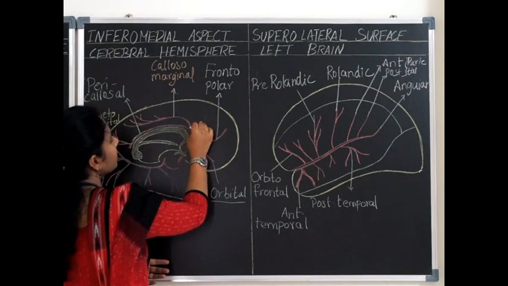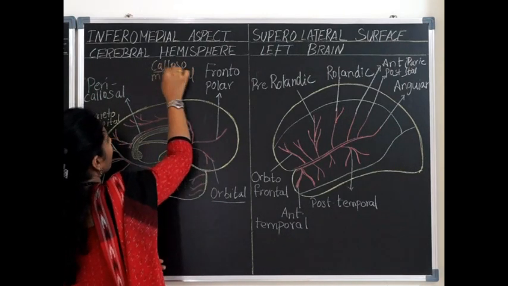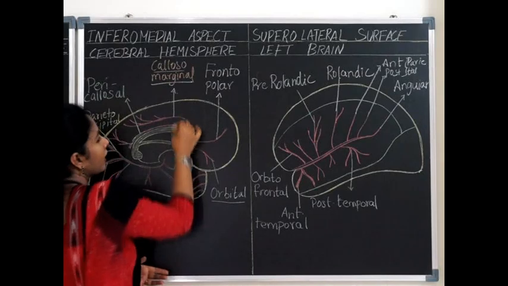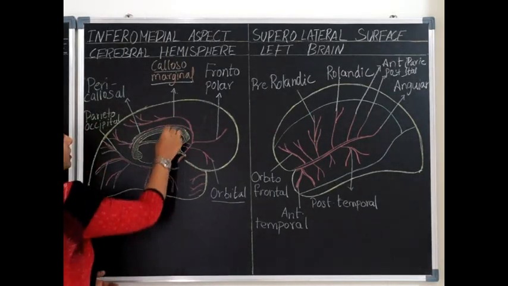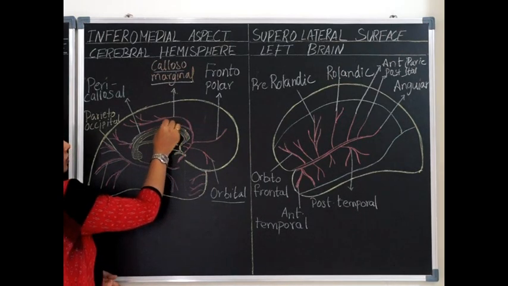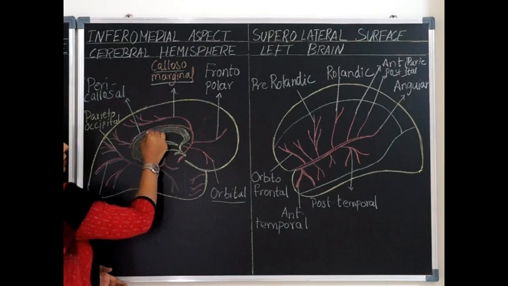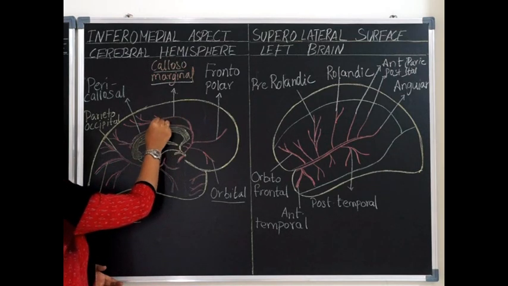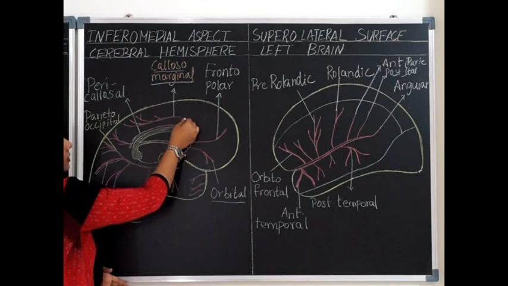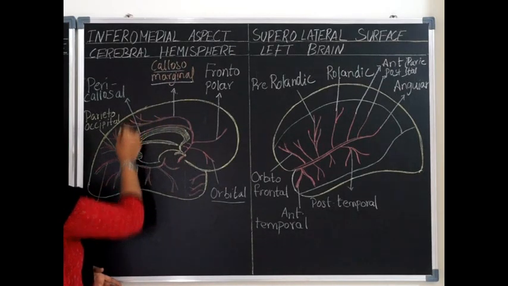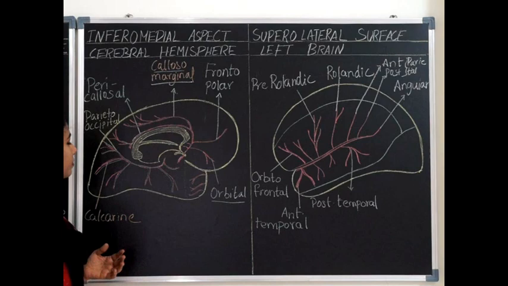And let's see the other branch. The other branch is called callosomarginal artery. The callosomarginal artery runs in the cingulate sulcus, which is above the cingulate gyrus. The cingulate gyrus is present above the corpus callosum. The sulcus is called cingulate sulcus, so the callosomarginal artery runs in the cingulate sulcus.